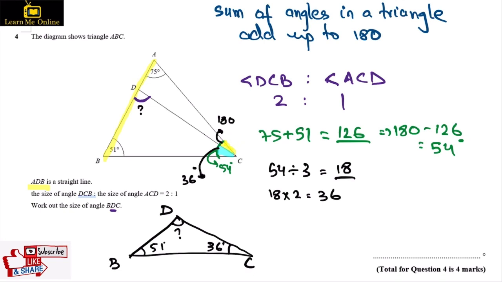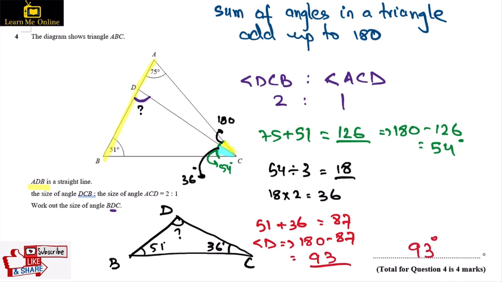Again, we're going to use the fact that angles within a triangle always add up to 180. We simply add 51 with 36, which gives us 87. To find the angle D, we do 180 minus 87, which gives 93. So the angle D that we found is 93 degrees. I'm going to write down that this angle is 93 degrees.